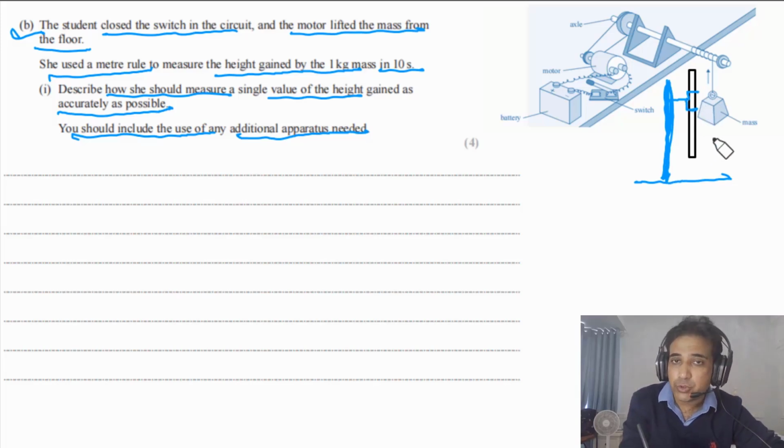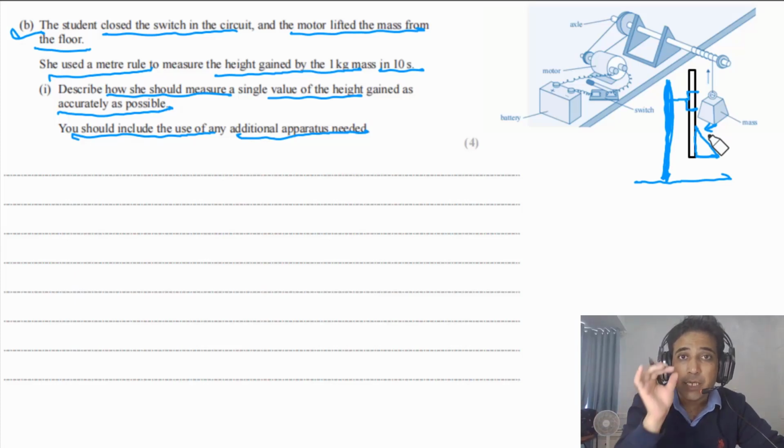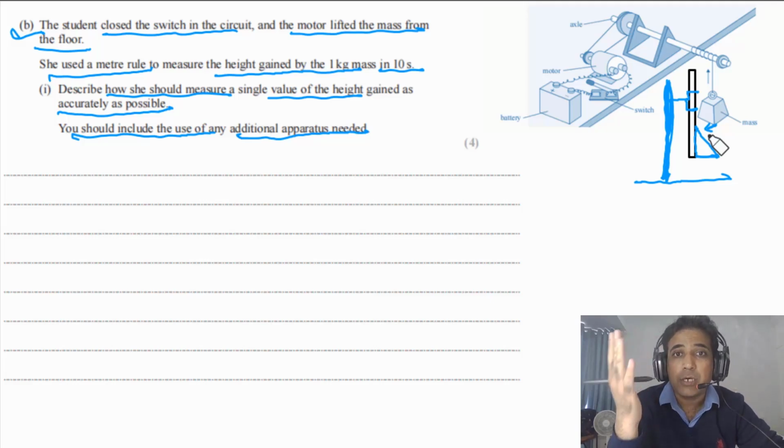And also we need to make sure this meter rule is vertical. So how can we make sure? We can place a set square and check whether this one is vertical or not. We can also attach a marker at the bottom of the mass, so we can read from the scale easily. So these are the points we need to understand. And also, when we read the scale, we need to read the scale at eye level. So these are the practical points you can include in your answer.